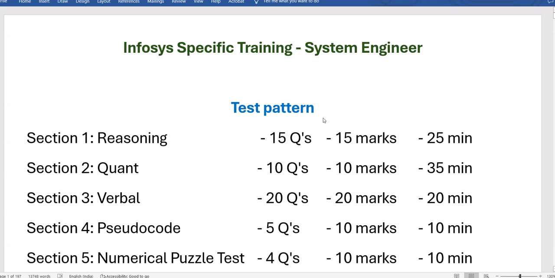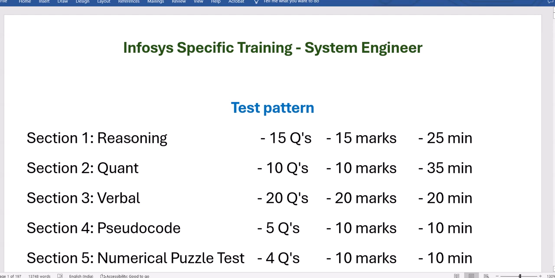Fine. So everyone has an idea regarding what the test pattern for Infosys is. But the problem is, in exam section 2, the heading is given as technical ability, but the questions are quant only. If you open the exam when you start, you may panic. Please be aware of that.